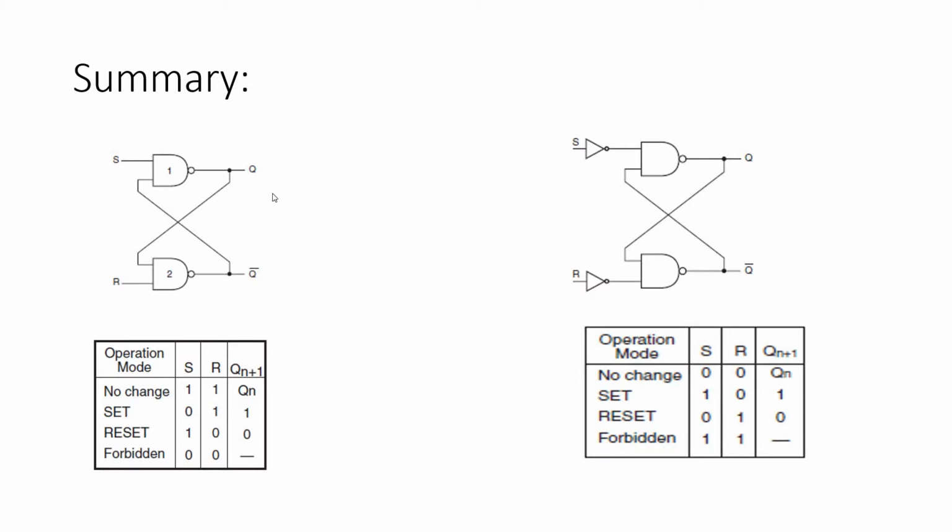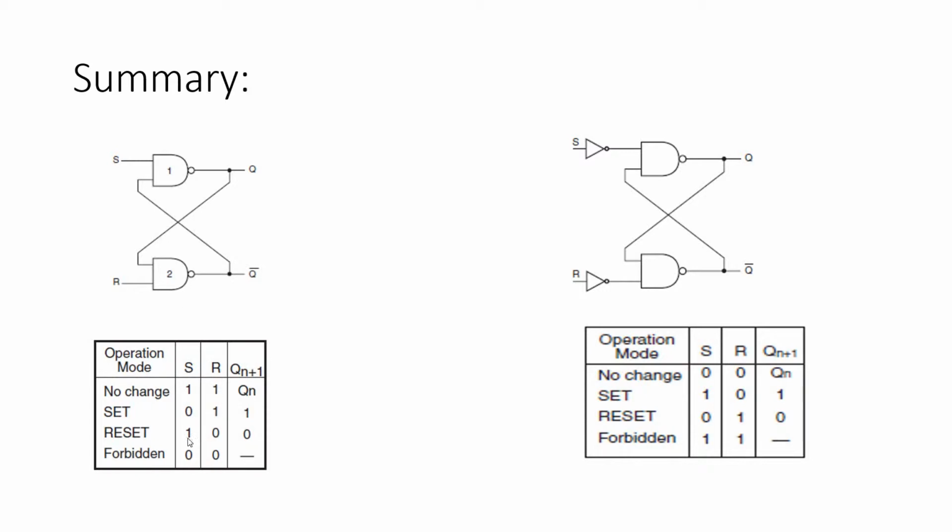Hello friends, in my previous video I have already discussed the NAND SR latch. So this was the summary. This is the active low NAND SR latch and this is the active high NAND SR latch. Why is this called active low?